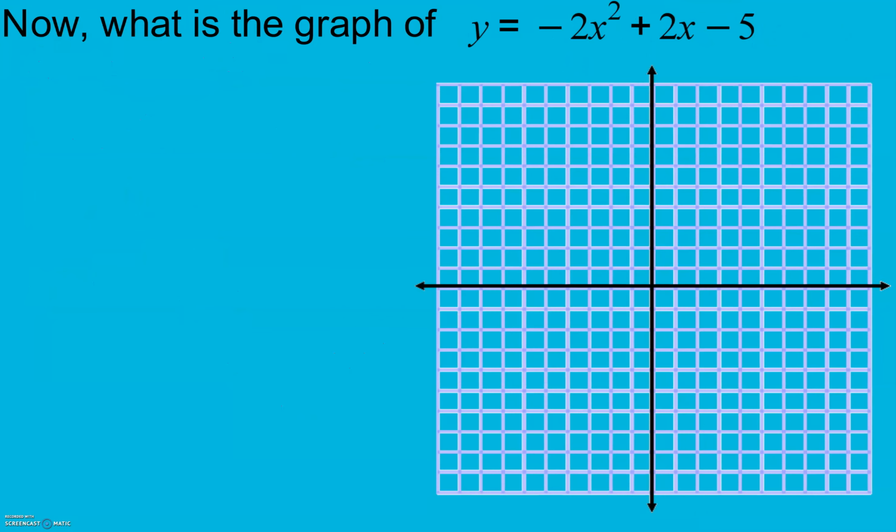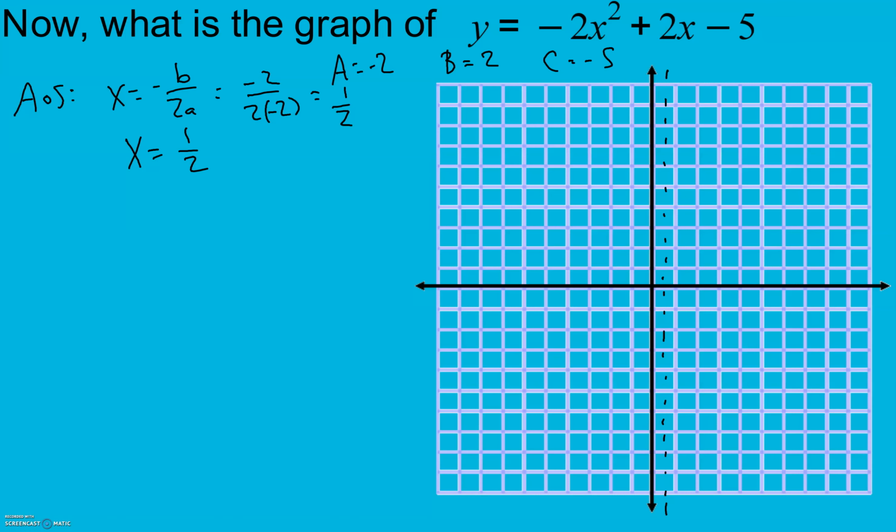A is going to be -2, B is going to be 2, C is going to be -5. We start off with our axis of symmetry, which we find at x equals -b over 2a. So here I have -2 over 2 times -2, which gives me 1/2. So my axis of symmetry is x equals 1/2. So at half, I'm going to put a dotted line. That's going to remind me where I reflect about.